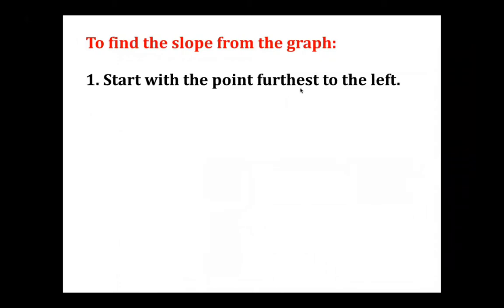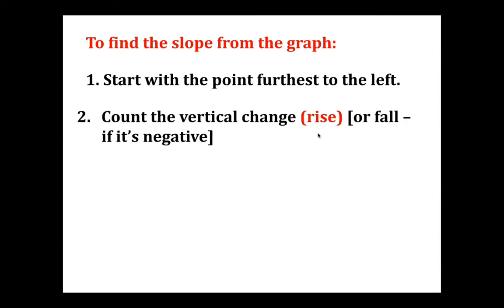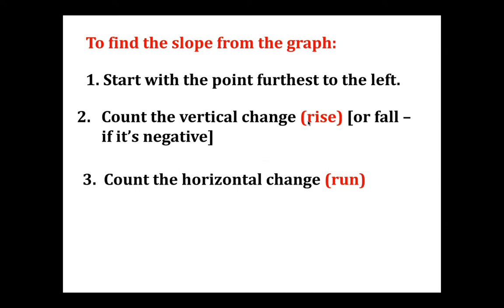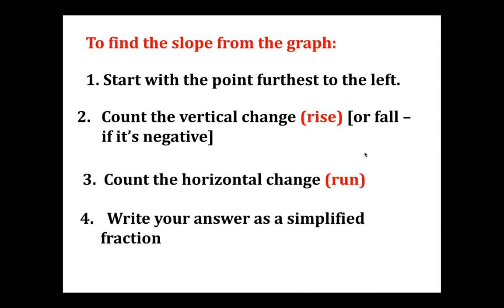To find the slope from a graph, you're going to first start with the point furthest to the left. Then you're going to count the vertical change, which is the rise or fall if it's negative, and then count the horizontal change, which is the run. You're going to write your answer as a simplified fraction. So this is the format you're going to write your answer in, rise over run.